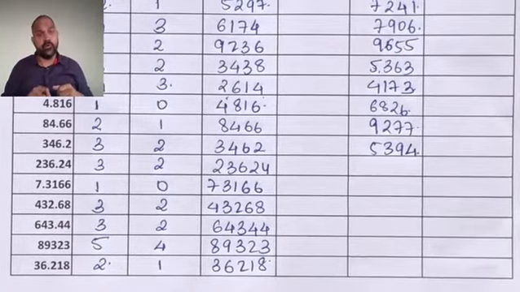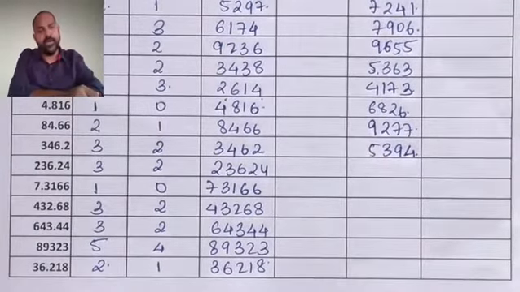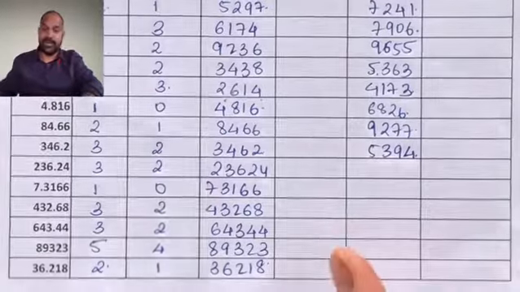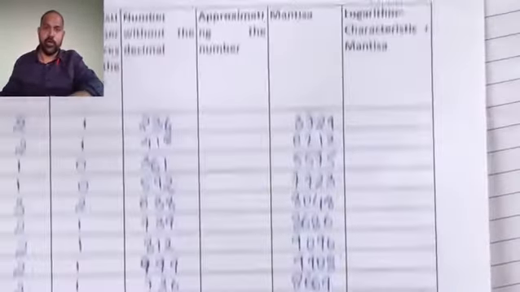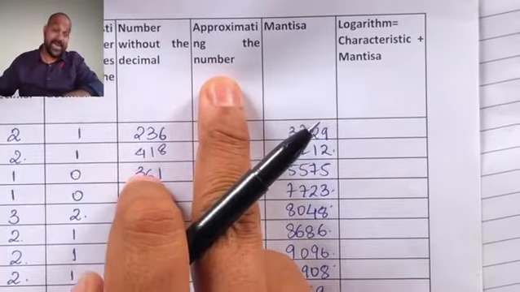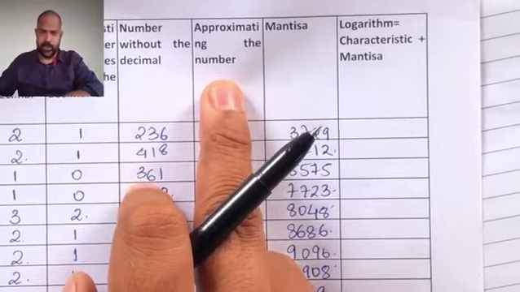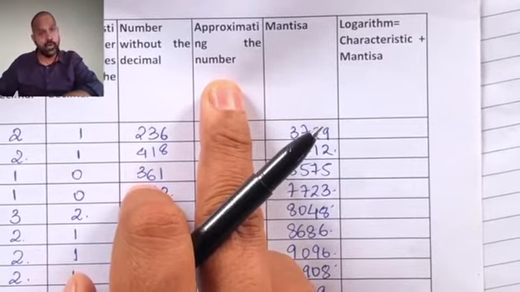So what are we going to do? What we are going to do is convert the 5-digit number into a 4-digit number. And that is why I gave you a column called approximating the number. What does this column do? If the number is a 4-digit number, okay. 3-digit, okay. 2-digit, okay. 1-digit, okay.